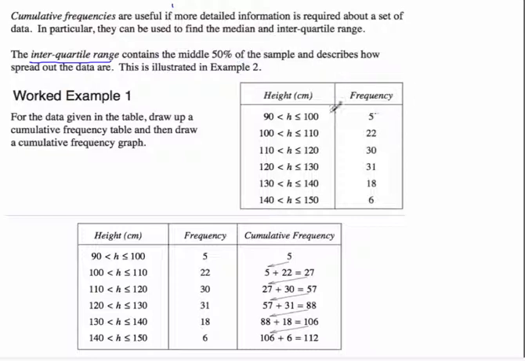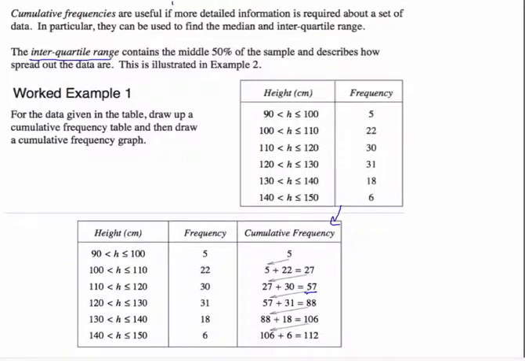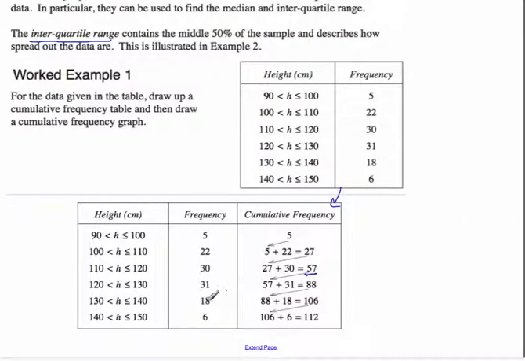Okay, so here we have a set of data. This is the frequency table. And then we add a cumulative frequency column where basically you keep adding up the total frequencies. So for example here, 57 is the sum of the frequencies for each of the first three intervals. Okay, so that's what a cumulative frequency looks like. We just add those up. So 18 plus 31 plus 30 plus 22 plus 5 gives us 106. So these are cumulative totals here.